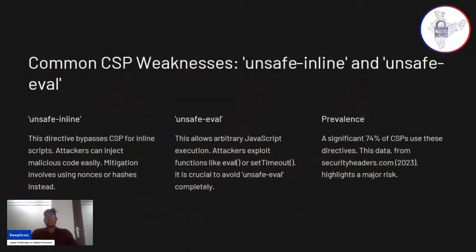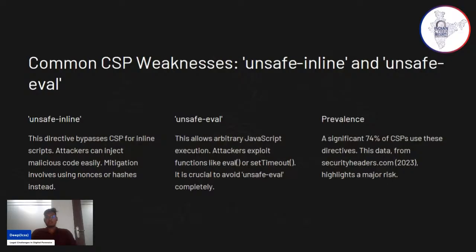Now come to CSP weaknesses like unsafe inline and unsafe eval. So what is unsafe inline? This directive bypasses CSP for inline scripts. An attacker can inject malicious code easily. Mitigation involves using nonces and hashes instead. If we use nonces and hashes, then it will mitigate it. So that is why you need to use this.